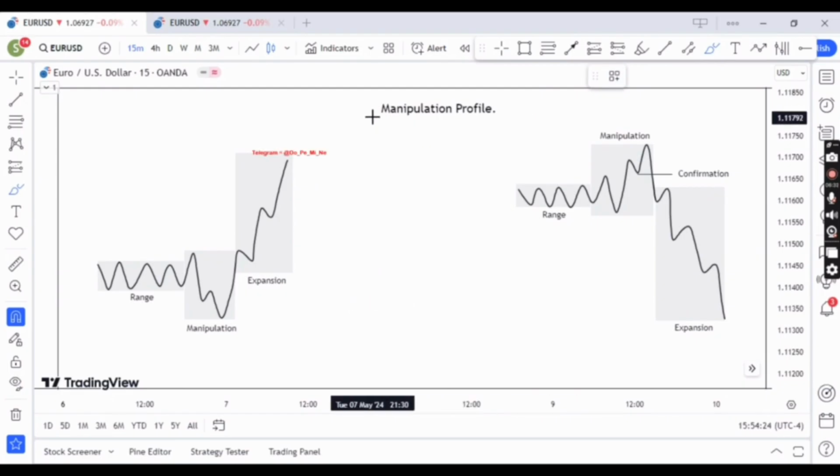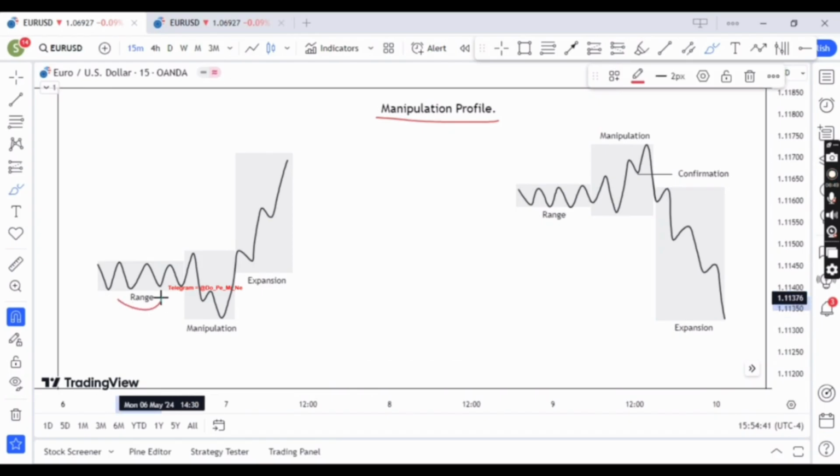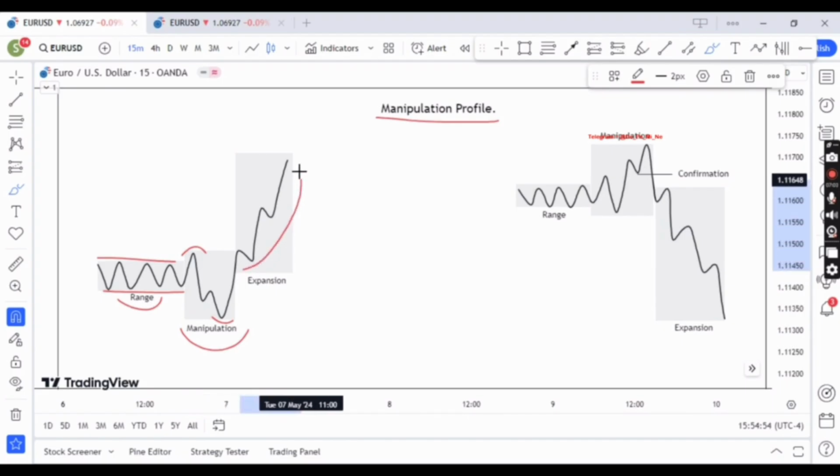Now we can even further define this knowledge about market profiles and add another profile, which is called the manipulation profile. Let me explain why it is so important and how you could use this manipulation profile to position yourself in a trade towards a drawn liquidity. Now the manipulation profile occurs or starts after a ranging profile. With this profile, the market takes both sides of the range and it takes out liquidity and manipulates the trader into a certain direction, and then it reverses in the opposite direction and expands, right?